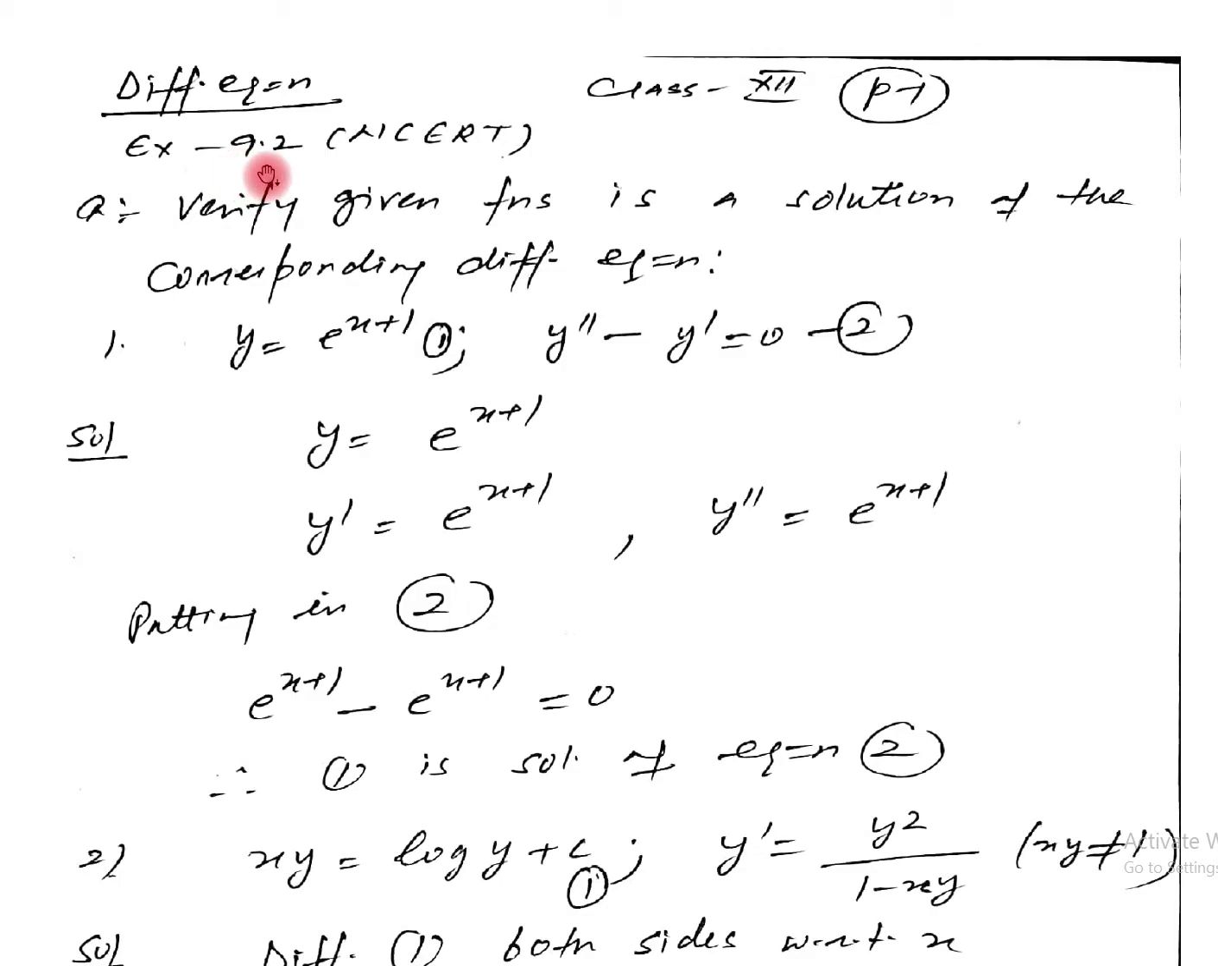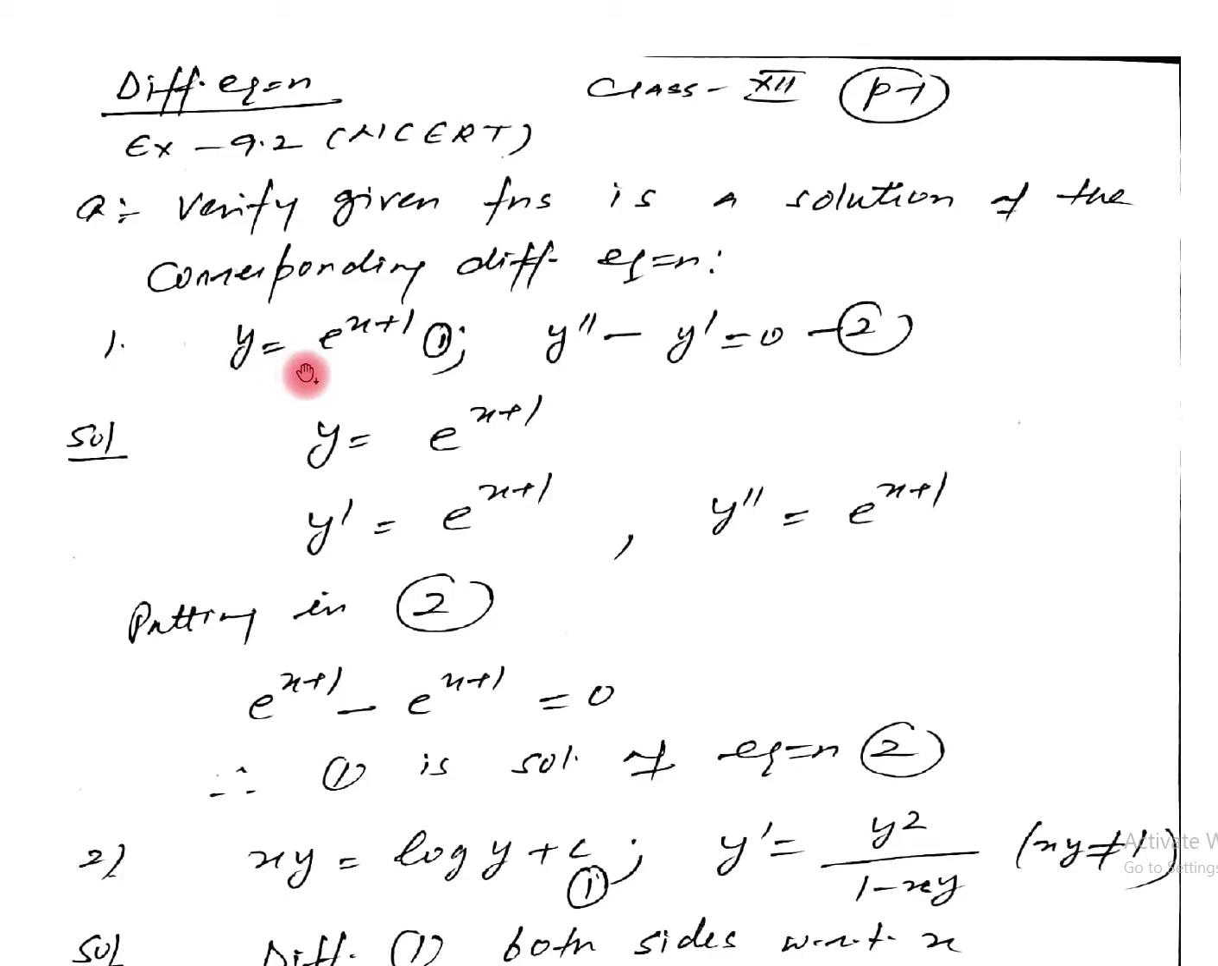Good afternoon, students. Today we are going to start exercise 9.2, which is based upon differentiation. Now the questions are very simple. The question is: verify that the given function is a solution of the corresponding differential equation. We have to check whether this is a solution of this. Simply, if this is satisfying this, then we can say this is the solution of this.